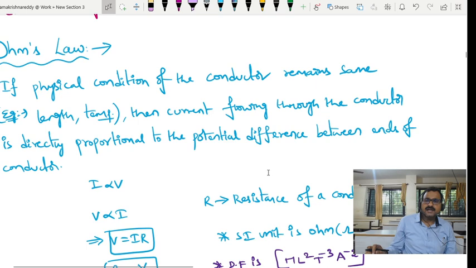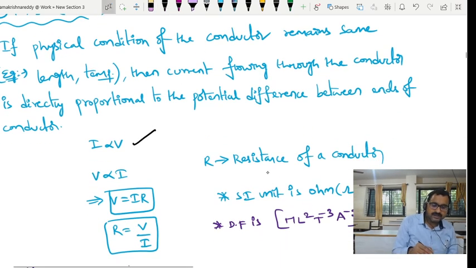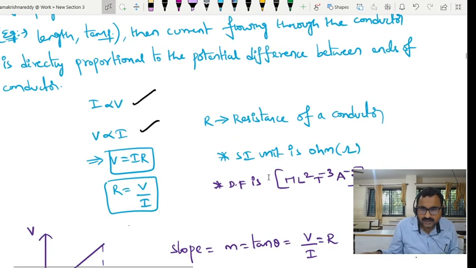Next one, Ohm's law. If the physical condition of the conductor remains the same, like length and temperature, then the current flowing through the conductor, as you know, is directly proportional to the potential difference between the ends of the conductor. I directly proportional to V, which we can write as V is equal to IR, where R is the resistance of the conductor, and its SI unit is ohm.